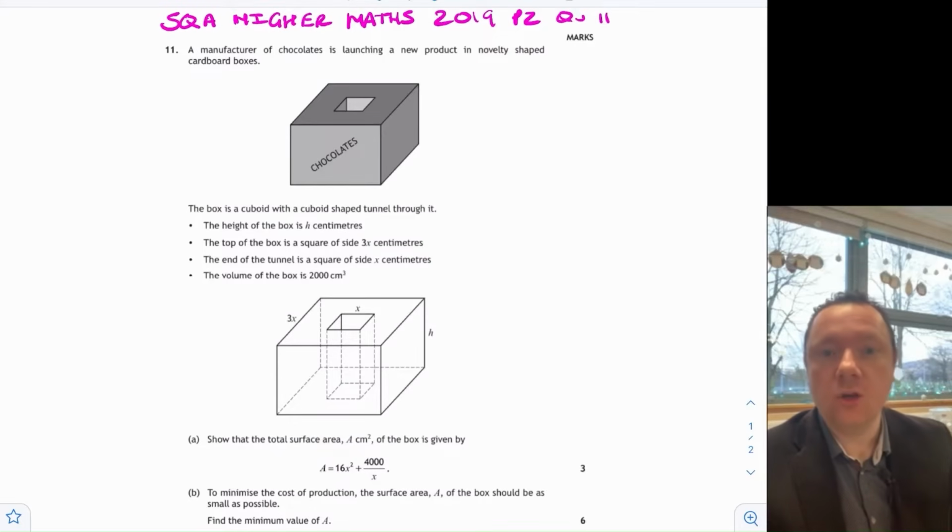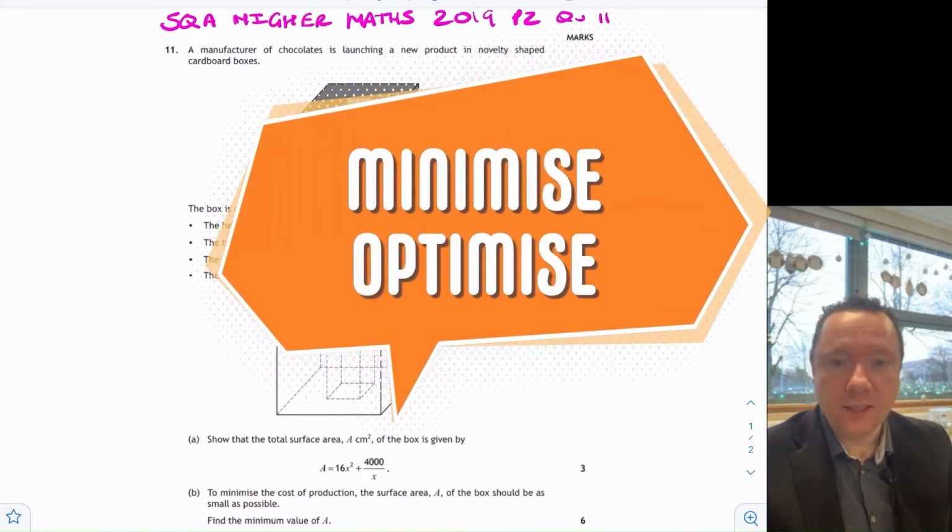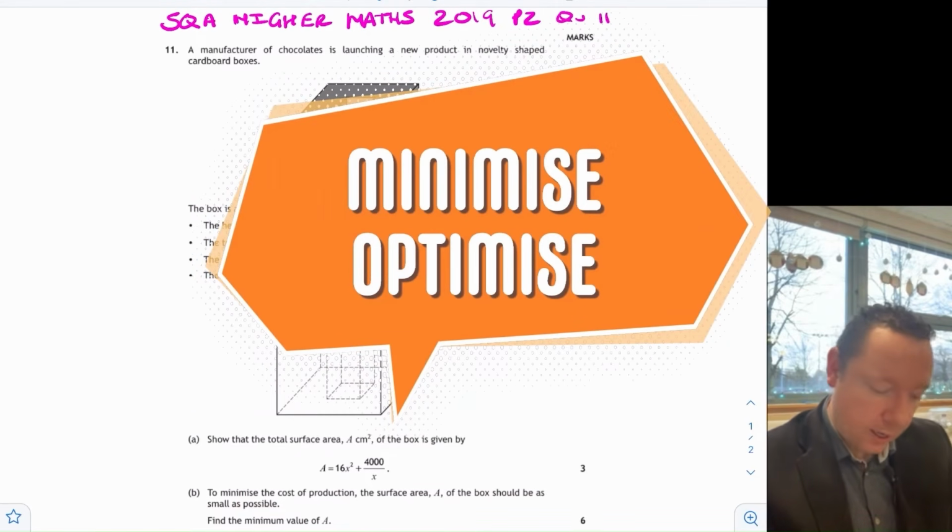Question, careful, it's really just an optimization question. Have a look, see if you can have a go at it, and then come back when you're done. Minimize the cost of production, minimize, optimization. That's your key power word for higher maths there. Let's try part A in any case.